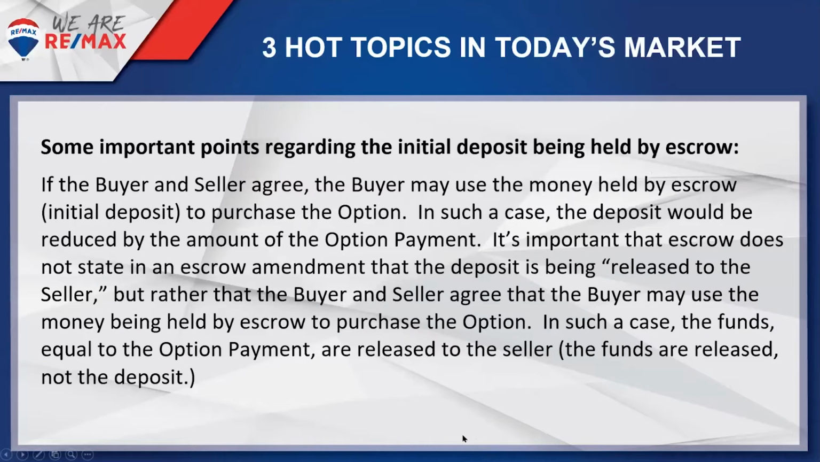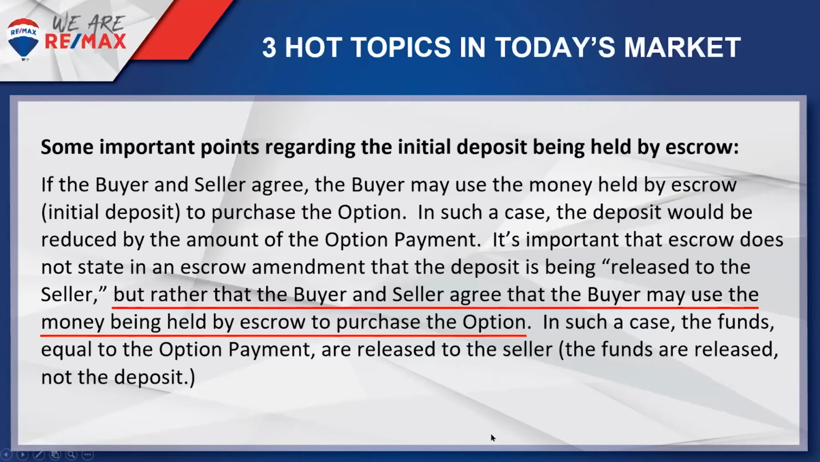Okay. Now, some important points about the initial deposit being held in escrow. If the buyer and the seller agree, the buyer may use the money held in escrow to purchase the option. And that's the common way this is approached. In such a case, the deposit would be reduced by the amount of the option payment. It's important that escrow does not state in an escrow amendment that the deposit is being released to the seller. The deposit is not being released. The buyer and the seller are agreeing to reduce the deposit, and the buyer is authorizing escrow to use that money then to pay for the option.